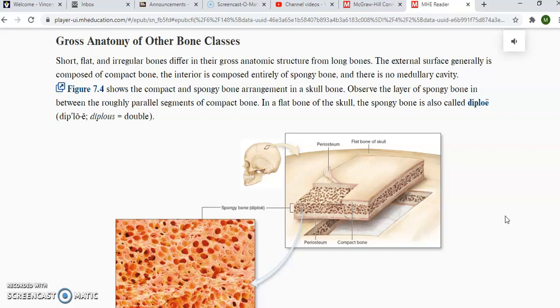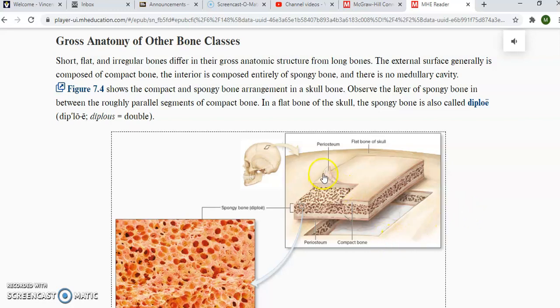They're giving an example of a flat bone for this gross anatomy of these other bone classes. It looks like the parietal bone. If we take a section of the parietal bone, we can see that we don't have a medullary cavity. We have spongy bone in the center, and it looks like we have compact bone on either side as well. But we don't have a diaphysis or epiphysis or those structures related to long bone anatomy.